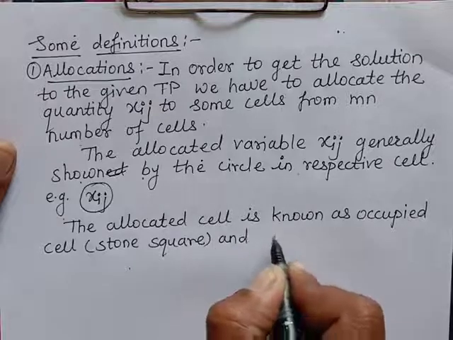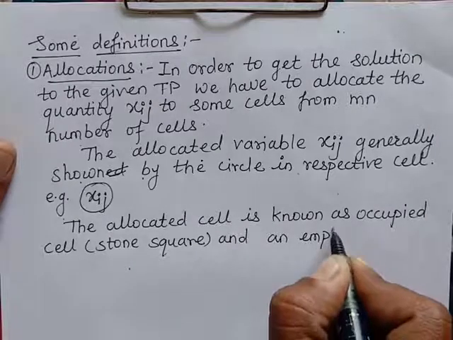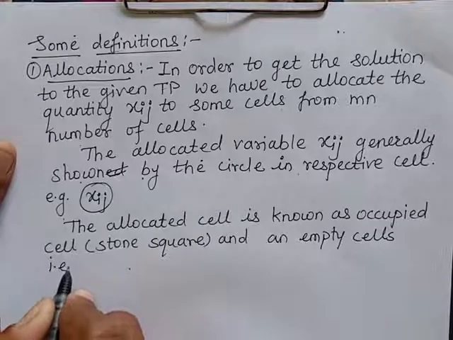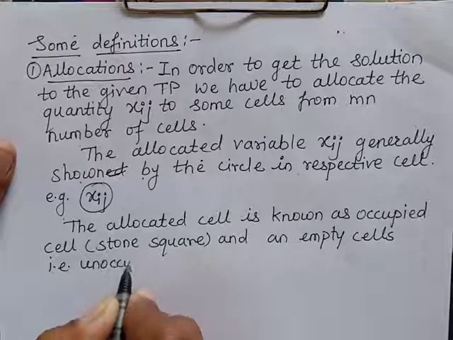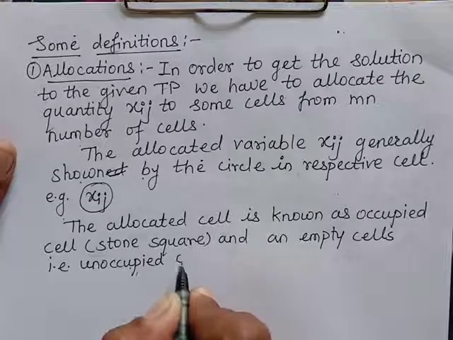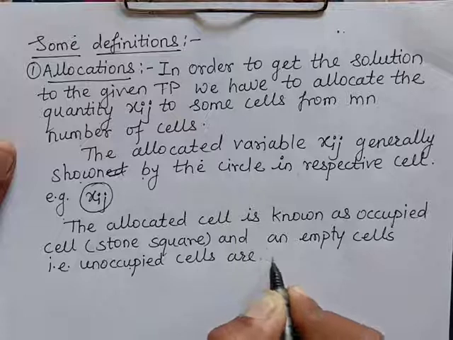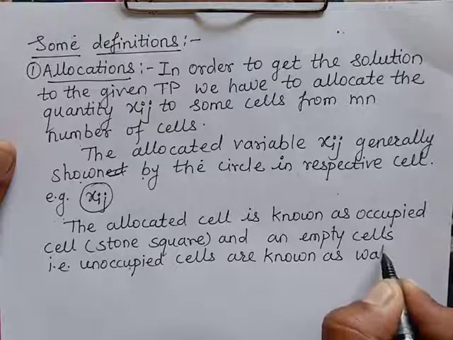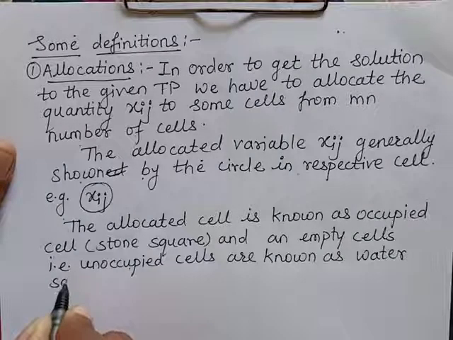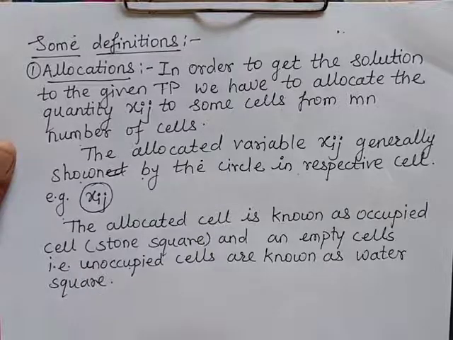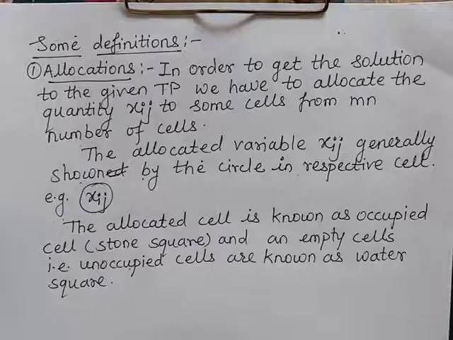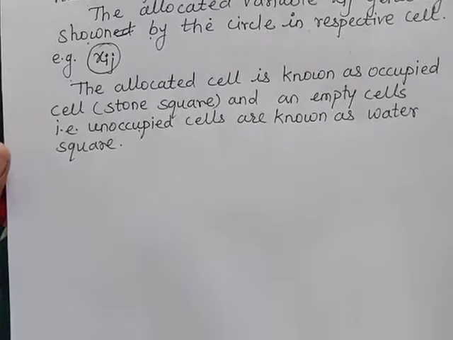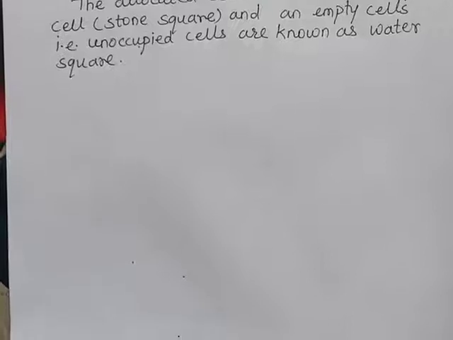And an empty cell, that is, unoccupied cells are known as water squares. Now here, what is this allocation exactly? We will see it in the example. It will be very clear to you.